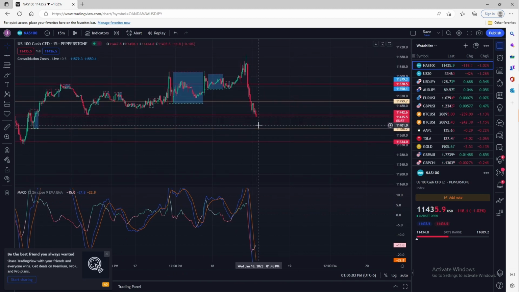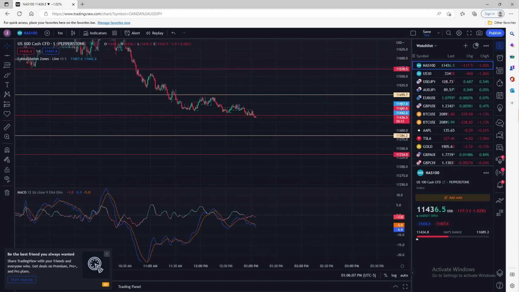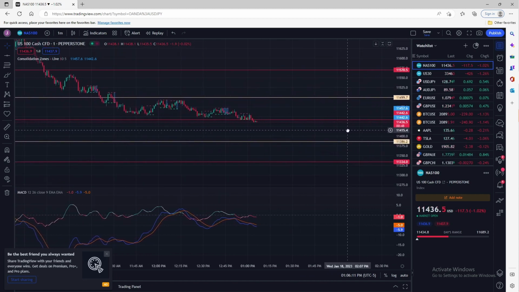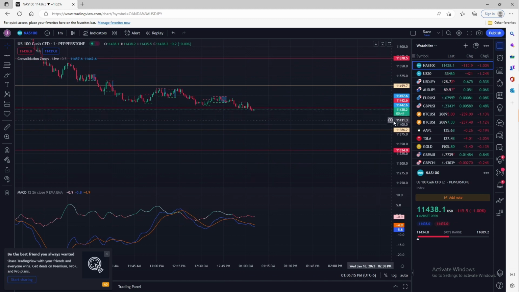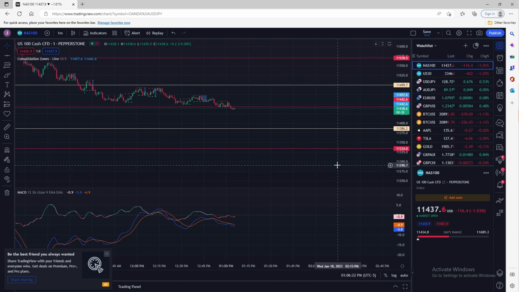It bounced there. So we'll go back down to the 1 minute, and that's where I like to get my entries, on the 1 minute. We can see it has broken the old 1 hour support area. And here we go. This is kind of where the trade begins.